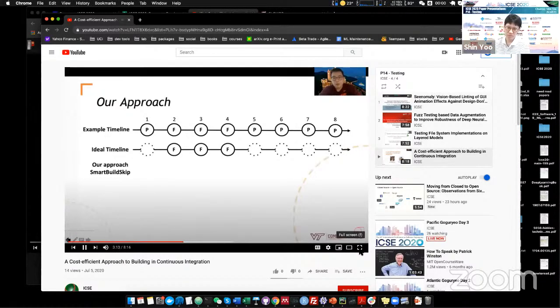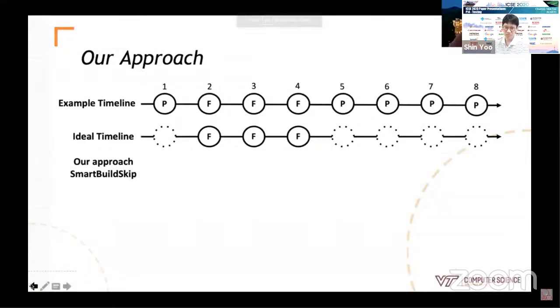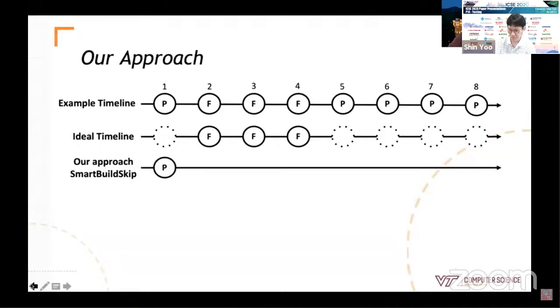The Smart Buildscape first checks its last build status. If it is a failure, the build will execute as normal. Otherwise, a predictor will be triggered and the build will be skipped if the prediction result is a pass. Take this timeline as an example. Since build 1 is a passing build, when build 2 comes, the predictor will be triggered, and for example, it predicts the build to pass. We will skip this build and save the cost.